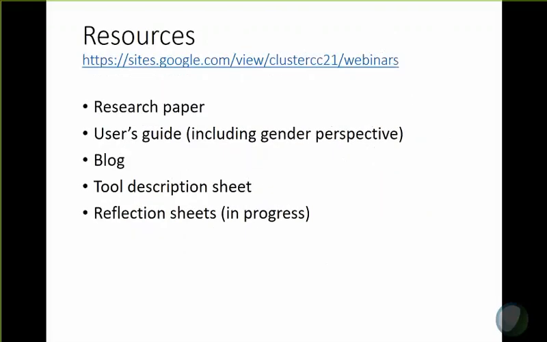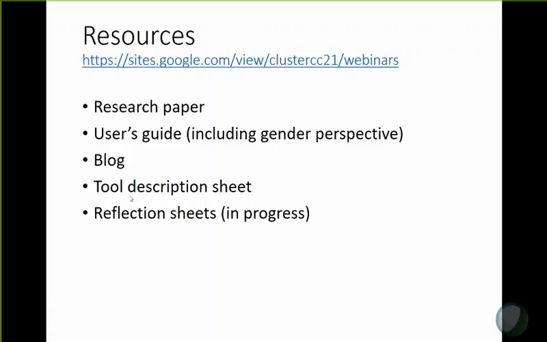Okay, so just a final slide before we close this part of introducing the framework is some resources. I think we did a pretty good job developing several resources for how to use this tool, and also providing evidence on the usefulness of the tool. If you go to this site here, you will see all the links to these resources. We have a research paper that was just published a few weeks ago. We have a user guide, and a version 2 of this user guide, including the gender perspective, with the help of Netzai. We have a blog describing the resources and the tool. We have a very simple document called a tool description sheet, where you can have a rapid overview of this tool, the framework.